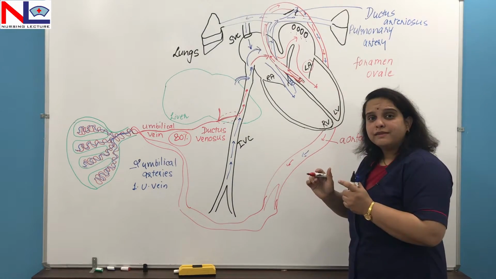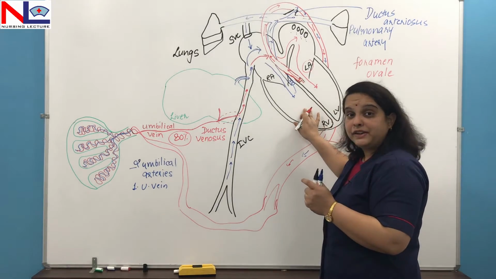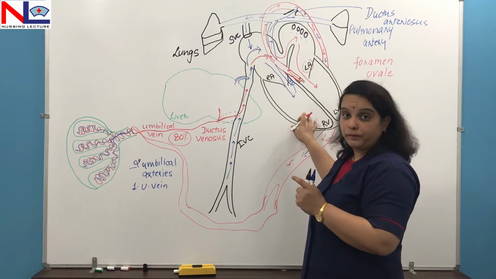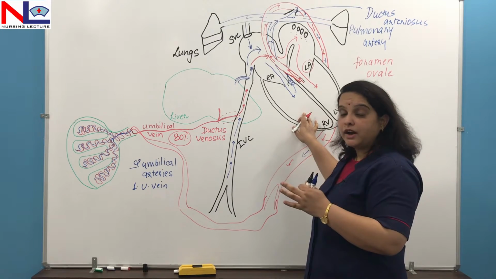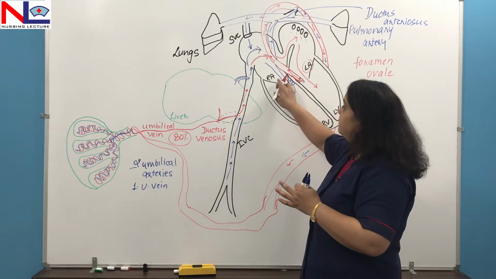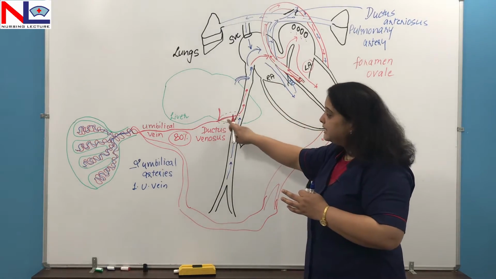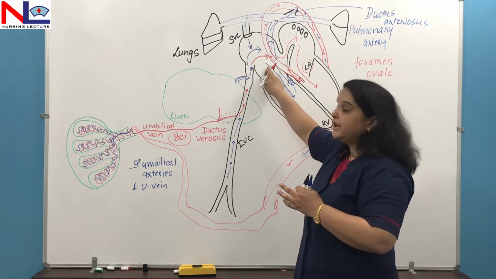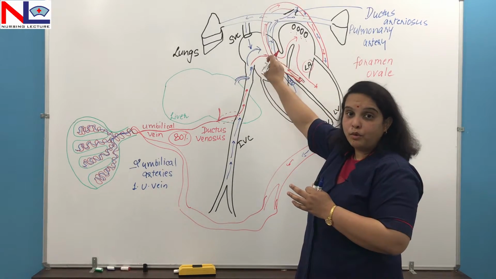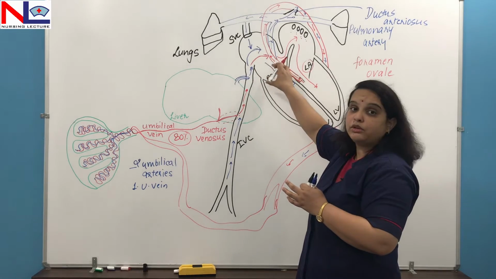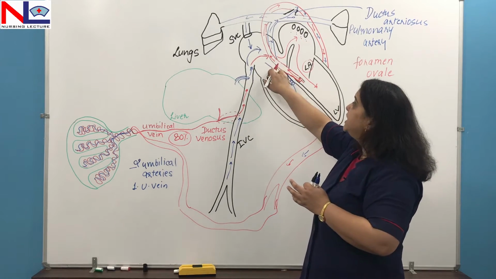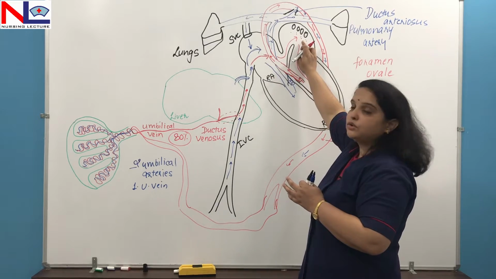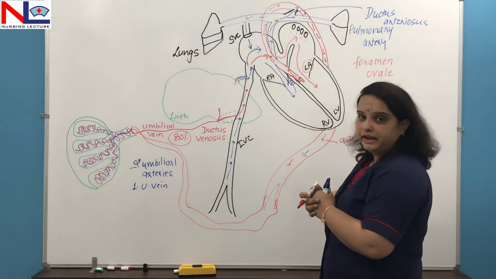So what we have seen here is that during fetal life, the pressure within the right side of the heart is more. Why? Because in the right atrium there is an additional amount of blood coming through the umbilical vein. So the blood flow is more, the amount is more. With this high pressure, the blood goes directly through this opening into the left atrium.